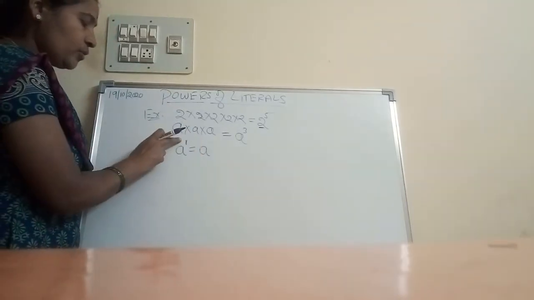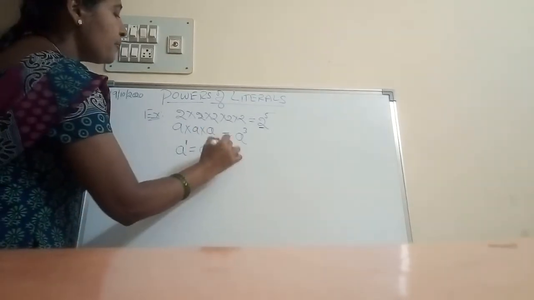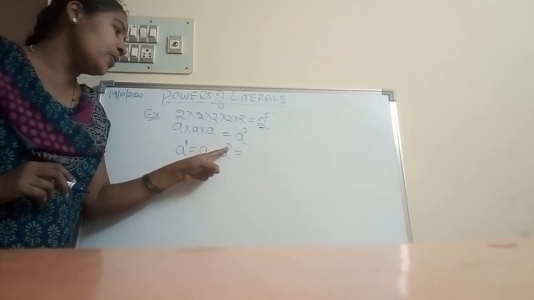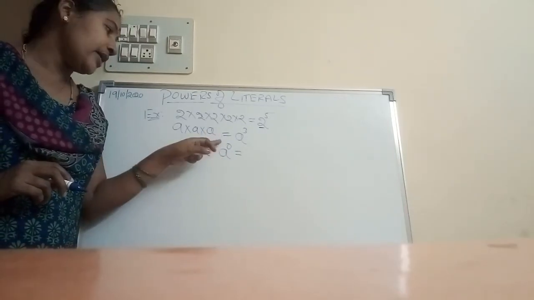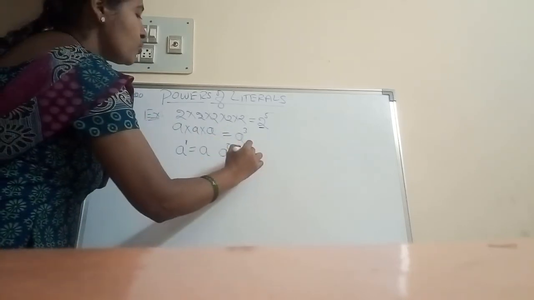A has repeated only one time. So the answer is a only. Now a power 0. What is the answer for this a power 0? If the exponent or the power is 0 and the base is a here, the answer is always equal to 1.